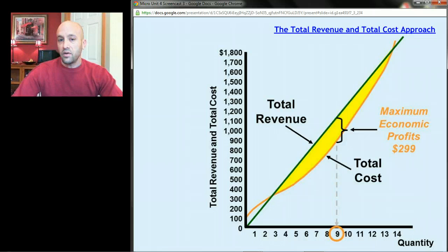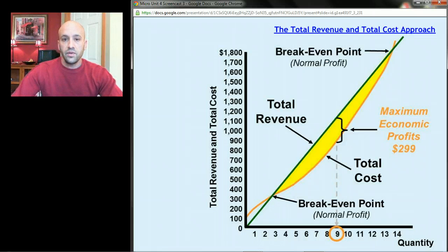Now, kind of as a side note, you might notice a couple other things about this graph. Specifically, these 2 points. Right down here and right up here. We call those break-even points because at those points you'll notice that total revenue and total cost are exactly equal. In other words, those would be points where economic profit is 0. Or another way of saying that, those would be quantities that you might produce where you'd only earn a normal profit, no economic profit.